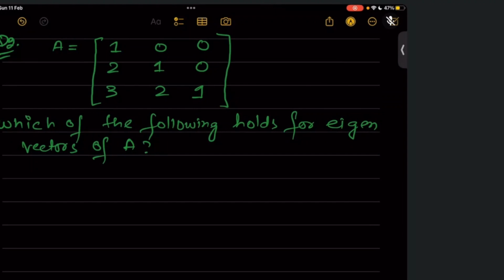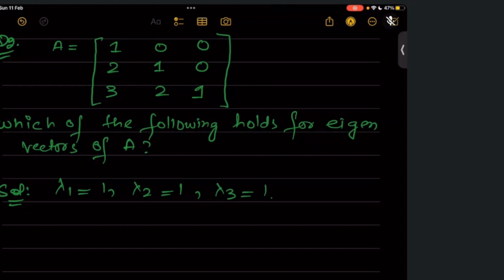It's 1, 1, 1. Okay, that was very obvious also. The eigenvalues corresponding to a lower triangular matrix are its diagonal elements. You all should be knowing it. You can note it down as well, that for a lower triangular matrix, the diagonal elements are the eigenvalues. So lambda 1 is equal to 1, lambda 2 is equal to 1, lambda 3 is equal to 1.